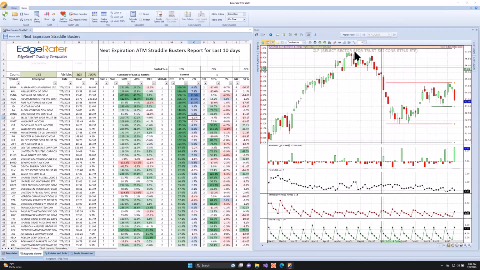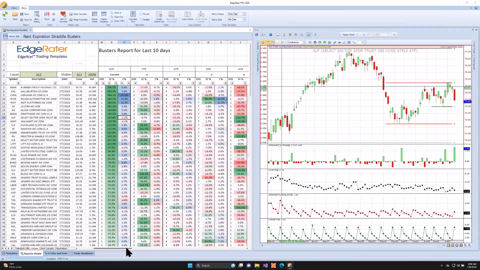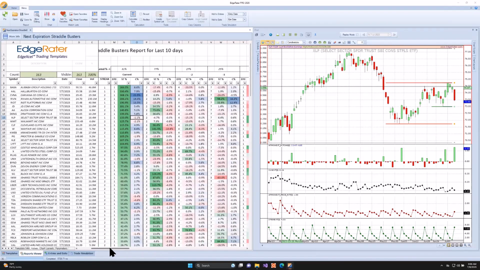So for instance, XLP, this ETF here, had a down move of only 1.1%, and yet the straddle moved 130%. So this is a really useful template and a real go-to template now that is added to the list of EdgeRater templates.